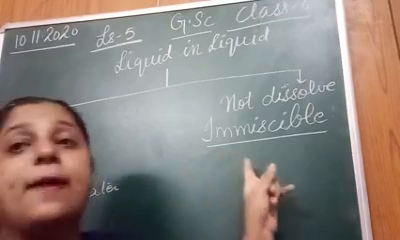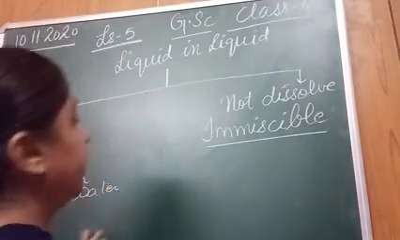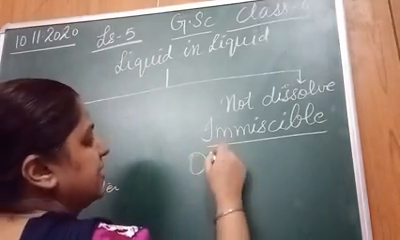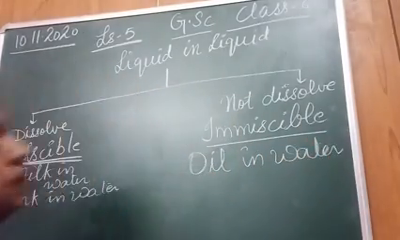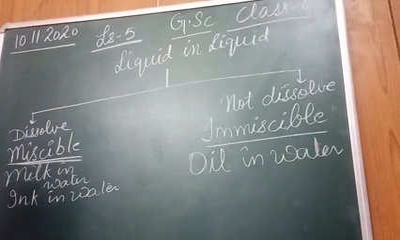Now what is the example of immiscible? Oil in water, the best example. Oil in water, right? So what are the methods to separate these? First we will be doing the case of miscible liquids.